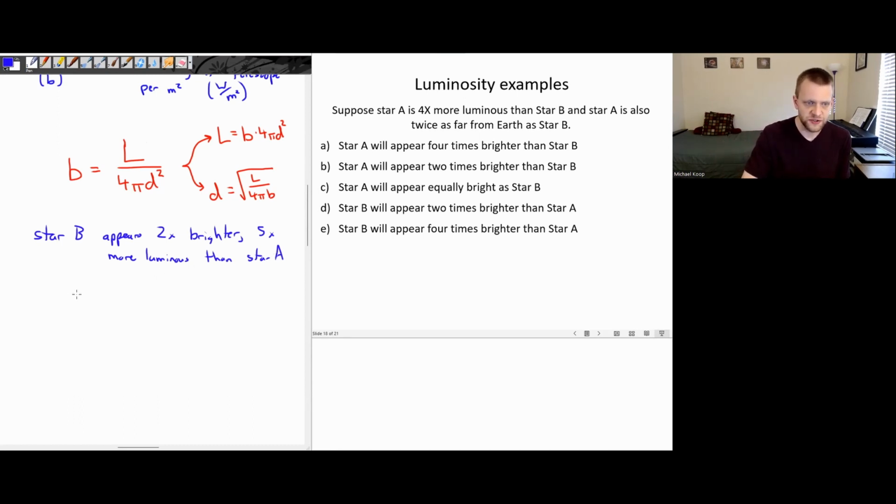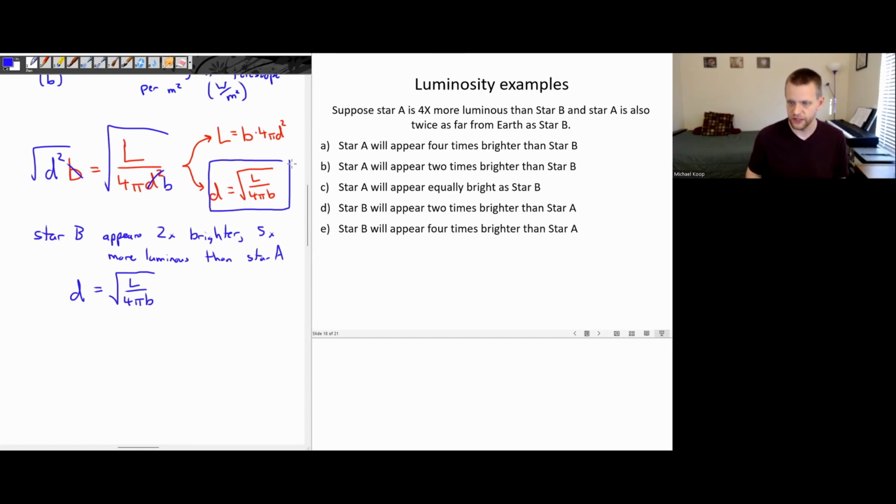Well, in this case, we're comparing the distance. So again, we have this rearranged version of the brightness equation. Basically, the way you get this is, let's multiply both sides by d squared. So the d squared would come onto this side. And then we'll divide both sides by the brightness, and then take a square root of both sides. That's essentially how you do that rearrangement to get this formula.